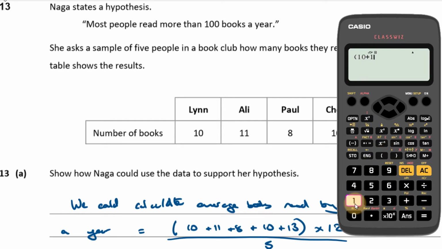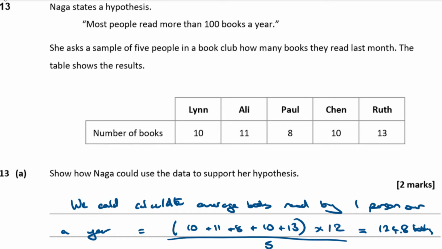So 10 plus 11 plus 8 plus 10 plus 13, that comes out to 52, times by 12, 624, divided by 5, that comes out to 124.8 books per year. So that would seem to support it there, wouldn't it? 124.8 books, that's more than 100, so I suppose we should write that down. So 124.8 books, which is more than 100. I'm just writing that up here because I don't have space underneath. Right, so that's that one.